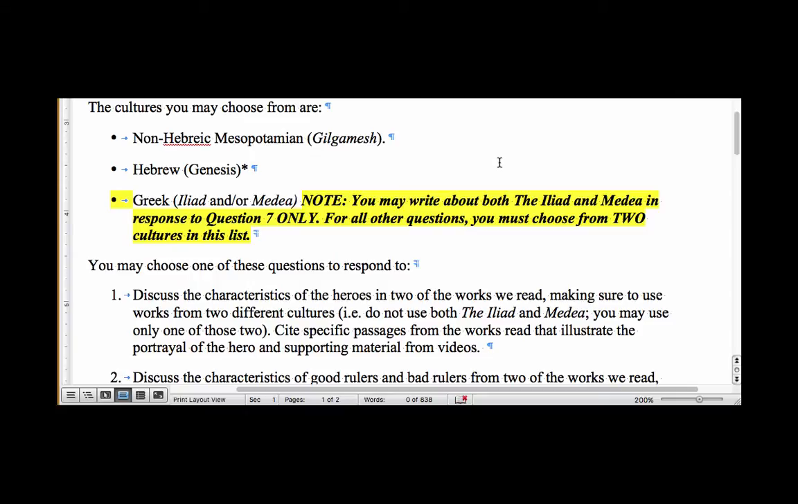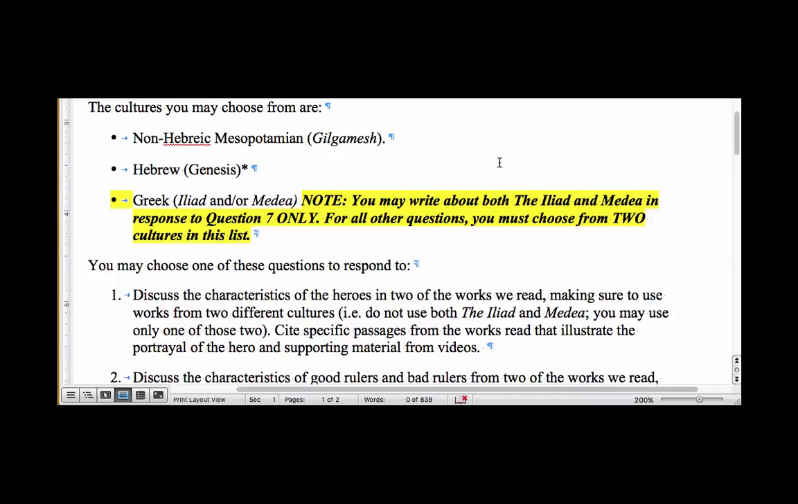Now, as the assignment says, you have to choose from 2 different cultures. The reason for that is because you have to keep in mind that UNLV accepts this class to fulfill both the literature requirement and the requirement for a course they have called, I think it's called something like the Freshman Experience, but it's a class on multiculturalism. If you don't write on 2 different cultures, this class doesn't meet that requirement. So except for possibly question 7, you have to choose from 2 of these different cultures.